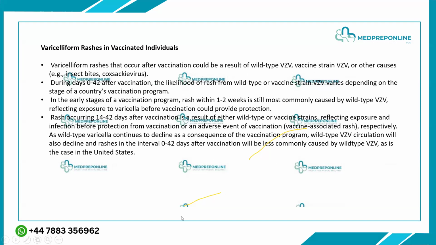अब ये जो slide है, this is basically about the rash which occurs because of the vaccine ऑफ चिकन पॉक्स. ठीक है, क्योंकि ये लाइव अटेन्युएटेड वैक्सीन होती है तो वाइल्ड टाइप वेरिसिला जोस्टर और वैक्सीन स्ट्रेन की वजह से you can have the rash similar to chicken pox. During days 0 to 42 after vaccination, the likelihood of rash from wild type or vaccine strain depends on the stage of a country's vaccination program.